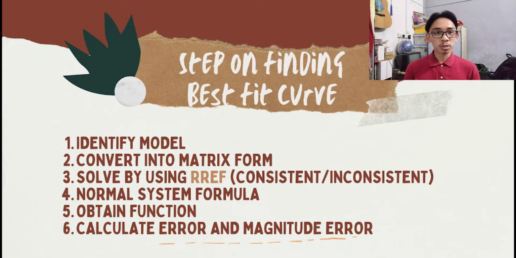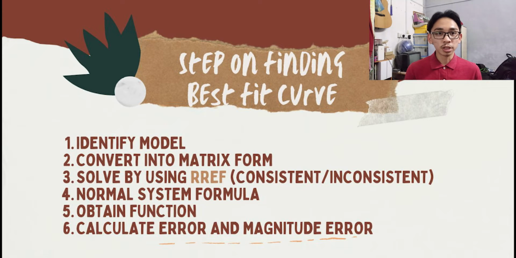Step number 2, we substitute the values of x and y that we obtained from the table into the equation and then convert it into matrix form. After that, we solve using RREF, reduced row echelon form, to know whether the matrix is consistent or inconsistent. Usually the matrix will be inconsistent, so we apply the normal system formula, which is A transpose A x equals A transpose b. While using this formula, we obtain the determinant of A transpose A. If the determinant is not equal to 0, therefore A has a unique solution.